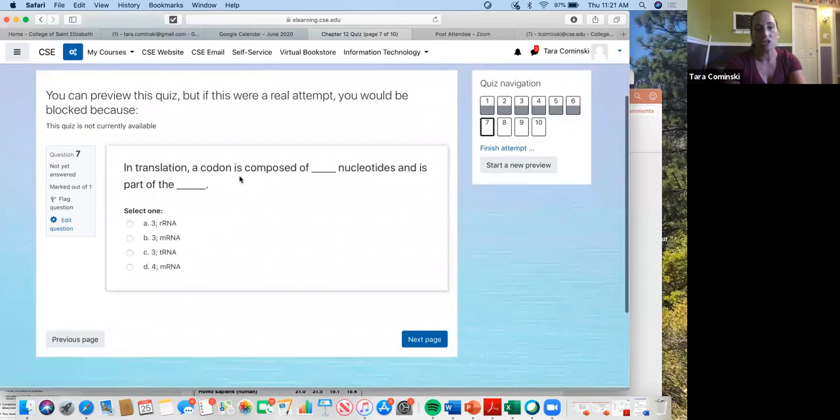All right, in translation, a codon is composed of 3 nucleotides, right? And is part of what? It's the mRNA. So it's this one, right? 3 nucleotides in the mRNA. Remember, the anticodon is also 3 nucleotides, but it's in the tRNA, okay? So don't be confused by codon and anticodon. And when you talk about the genetic code, those are the codons in the mRNA, not the anticodons in the tRNA.